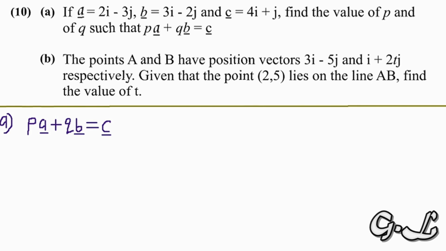The next thing that we're going to do is start substituting what we have. We're going to maintain P and Q simply because we don't have their values. That is what we're interested in. We want to find the value of P and of Q, so we're going to write them just as they are. We're going to replace vector A with what it equals. We're given that vector A is equal to 2i minus 3j, so we replace vector A with 2i minus 3j.